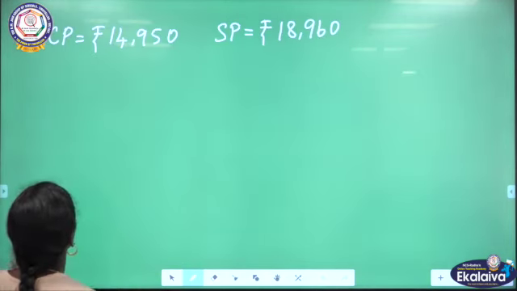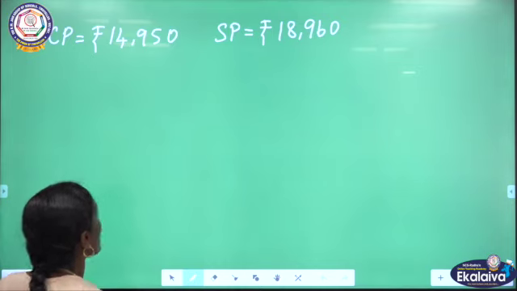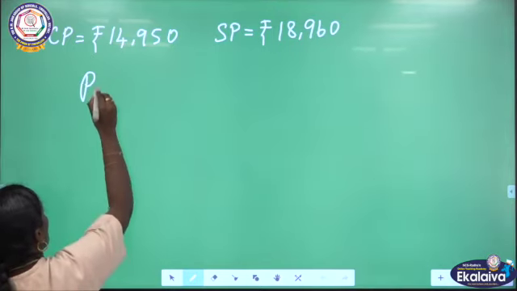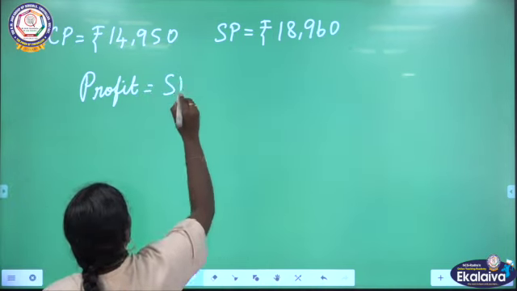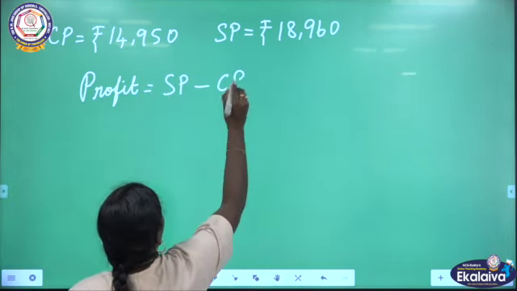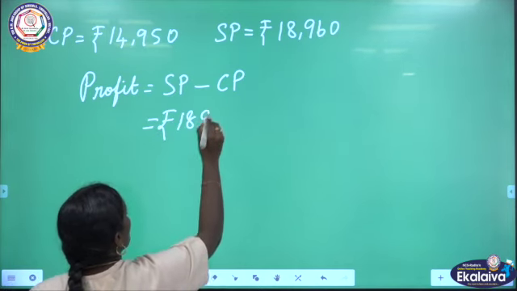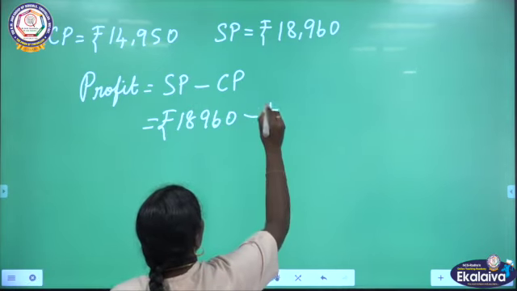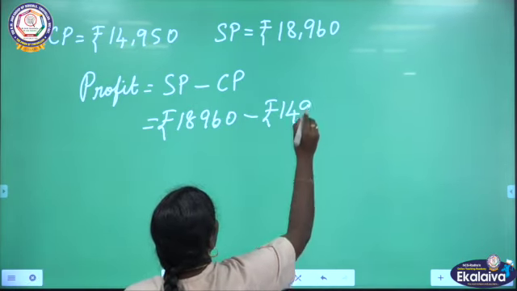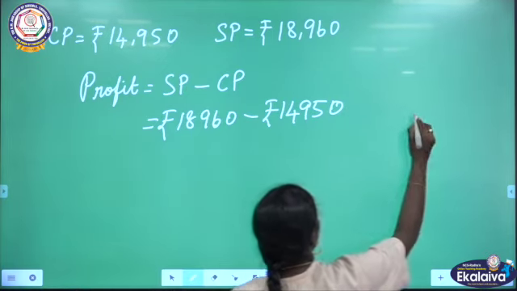The next one, here cost price is equal to rupees 14,950, selling price is equal to 18,960. First we have to write the formula. Profit is equal to selling price minus cost price. Selling price is 18,960 minus cost price is rupees 14,950. Now we have to subtract these two numbers.